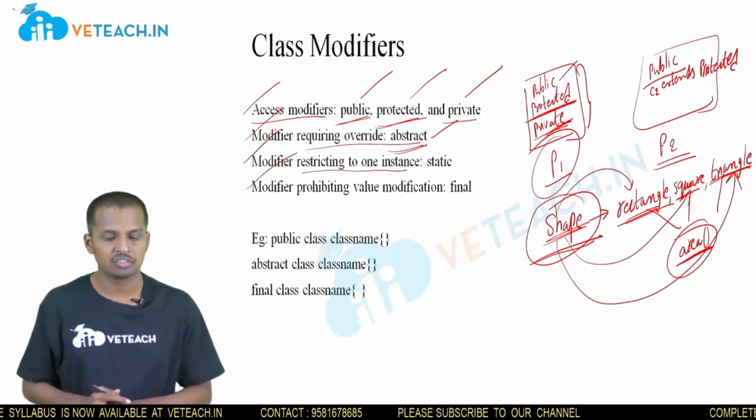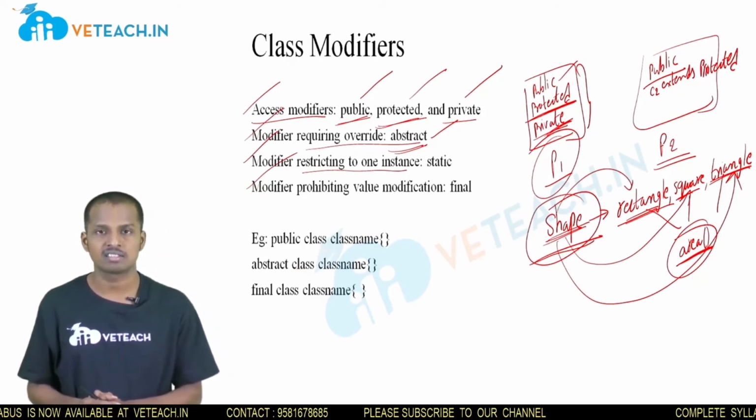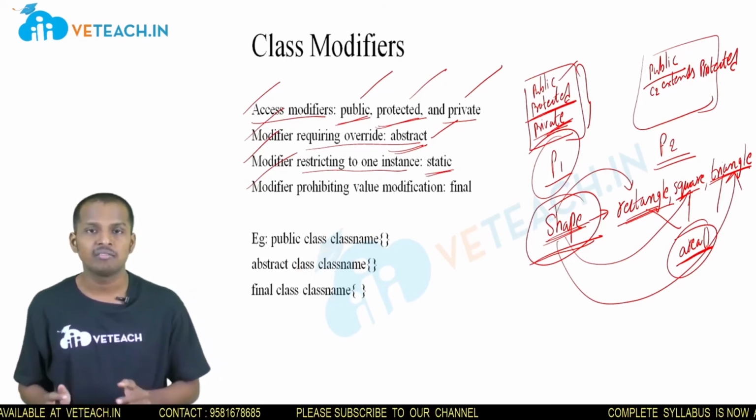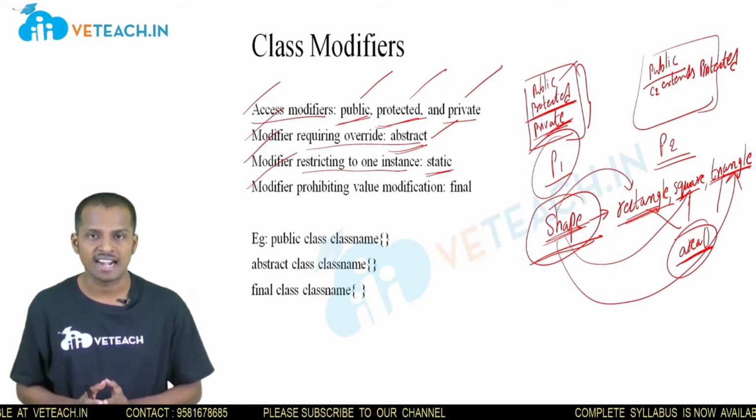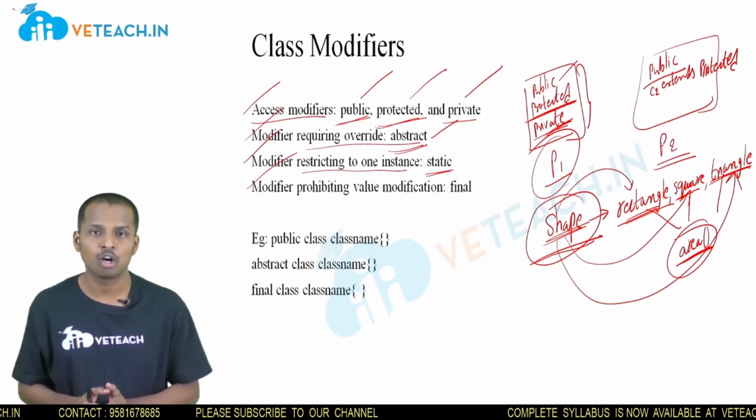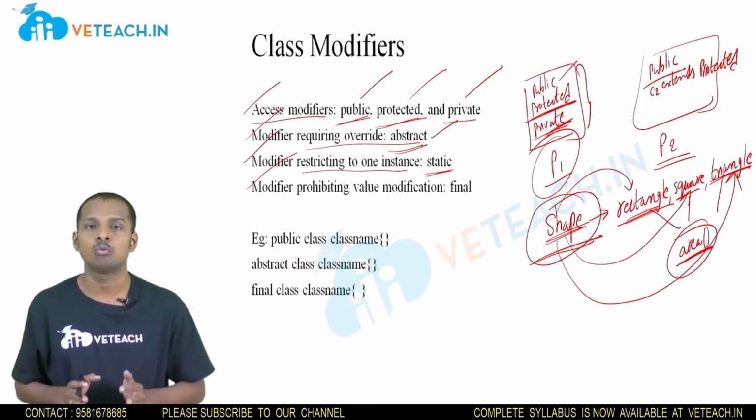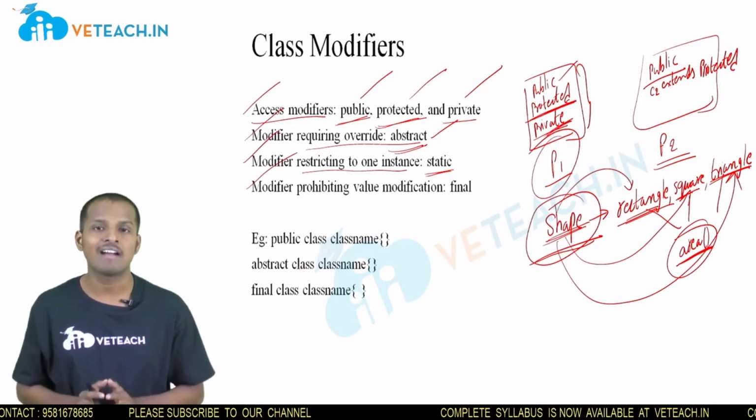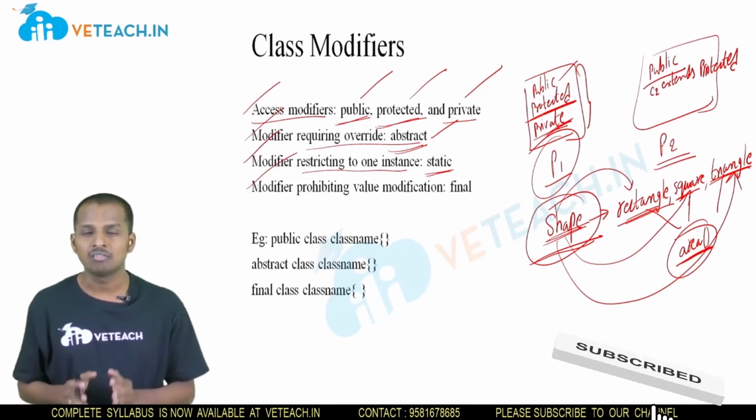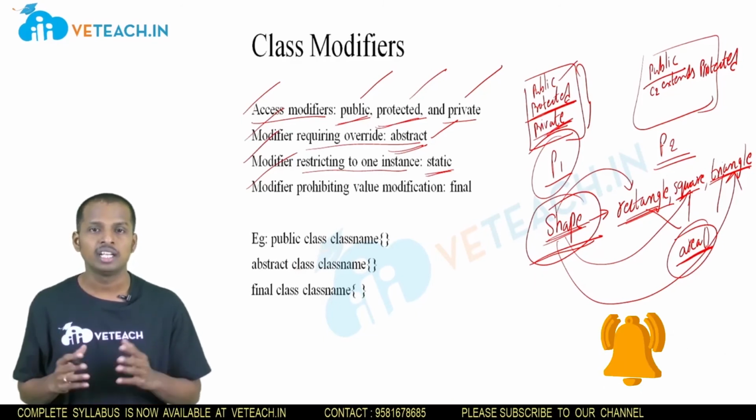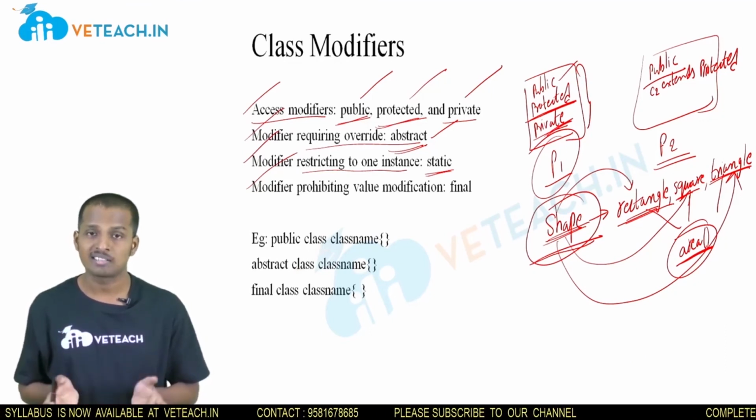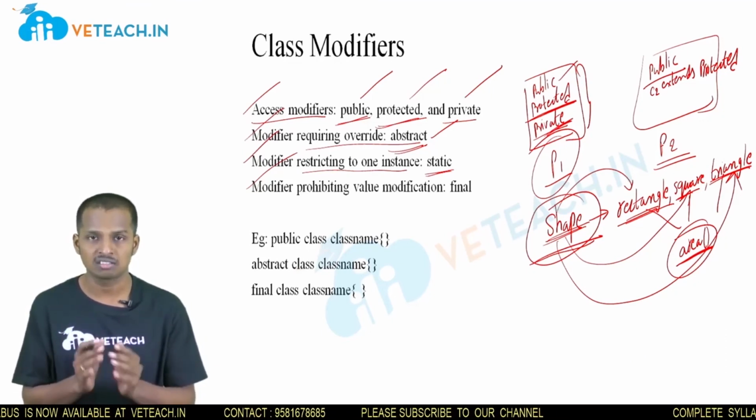Next, the modifier restricting to only one instance means we are going to use static. When we declare a class as static, or when we want to declare a variable as static, or when we declare an object as static, what happens is we will have only one instance. We will not have multiple instances. Now the doubt that might arise is, if there is only one instance, how will it be defined by objects? Objects are used to store different instances, but static is used to store only a single instance.